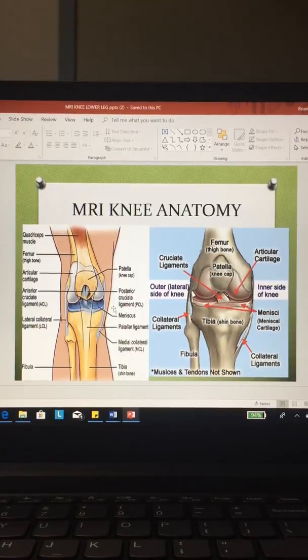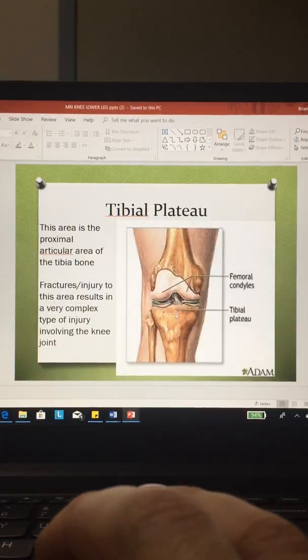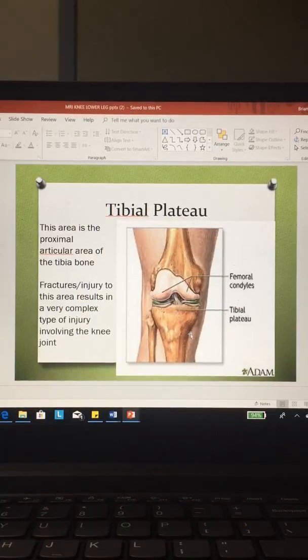Within the tibia bone, you have a tibial plateau, which is basically where it kind of rises up. It kind of looks like a mountain there, okay? In more traumatic injuries of the knee, we look for tibial plateau fractures. And fractures of that tibial plateau are considered more of a complex fracture, okay?